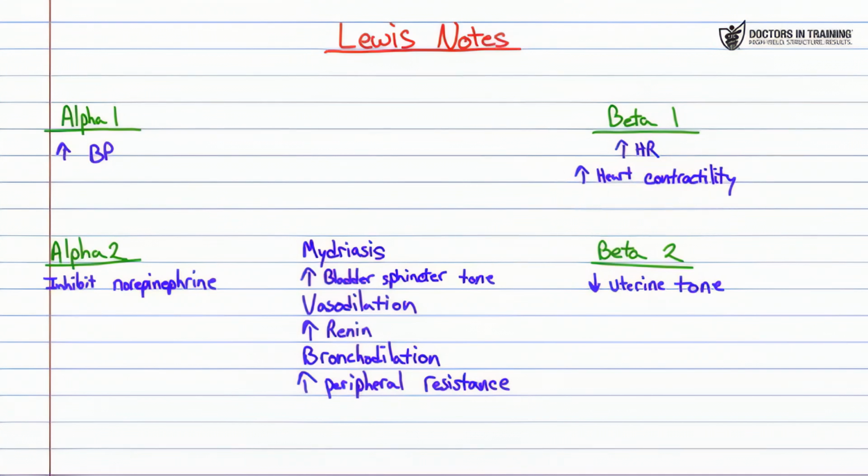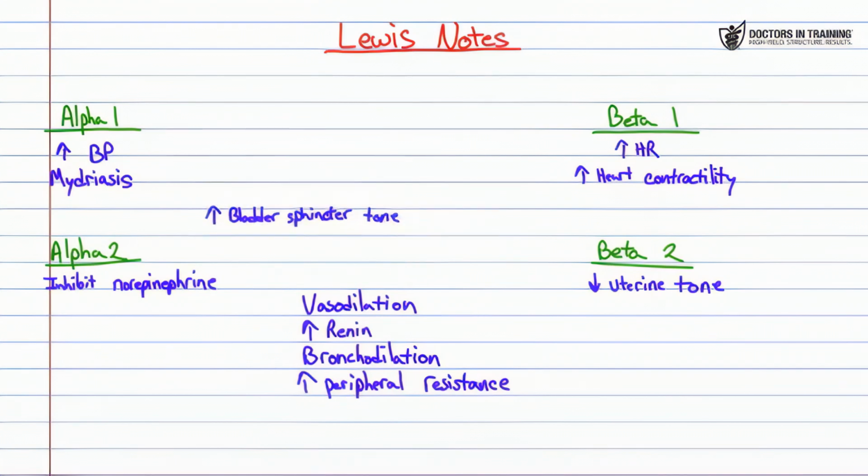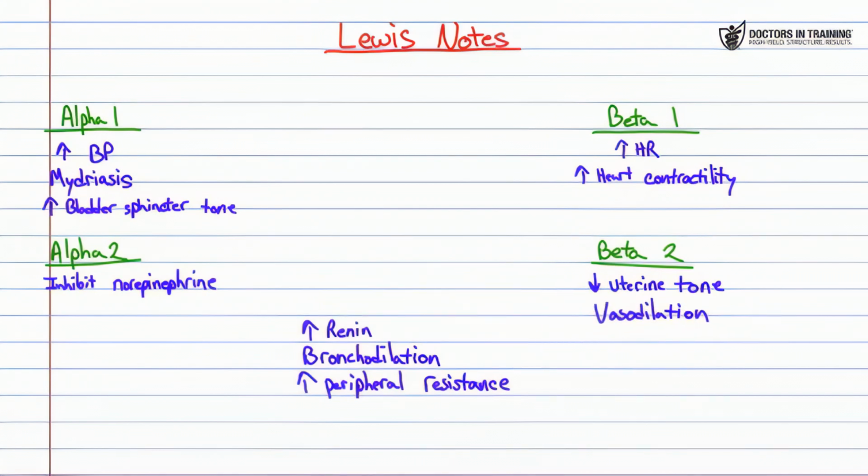Mydriasis, this is another one that's a little bit trickier to remember, but remember, mydriasis is going to go with our alpha 1. Increased bladder sphincter tone, again, alpha 1. And remember, our alpha blockers are going to be going after those. Vasodilation. It's not dramatic, but you are going to get a little vasodilation with beta 2. Increasing renin, that's going to go with beta 1. Bronchodilation, very important one, probably the most important one to remember, is going to be with beta 2 again.